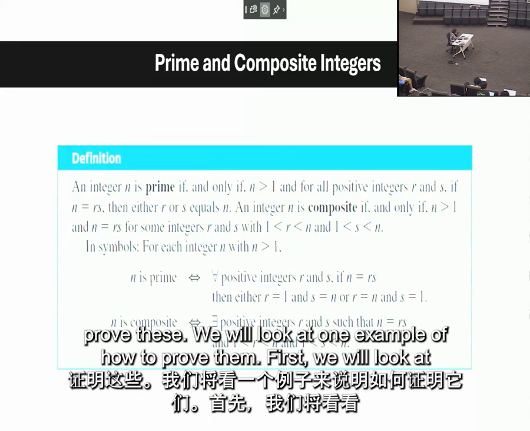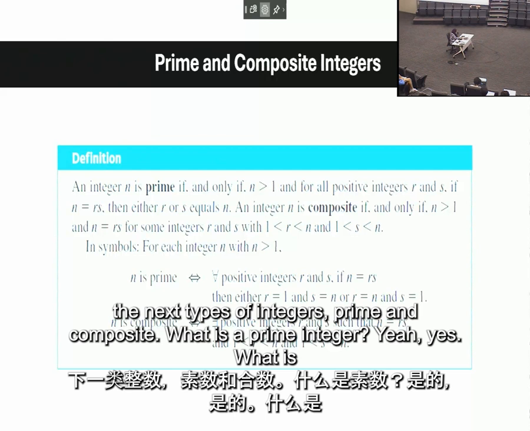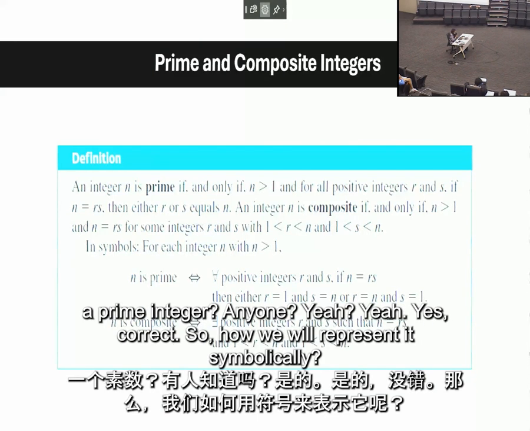First we will look at the next types of integers, prime and composite. What is a prime integer? Anyone? Yes, correct. So how will we represent it symbolically?